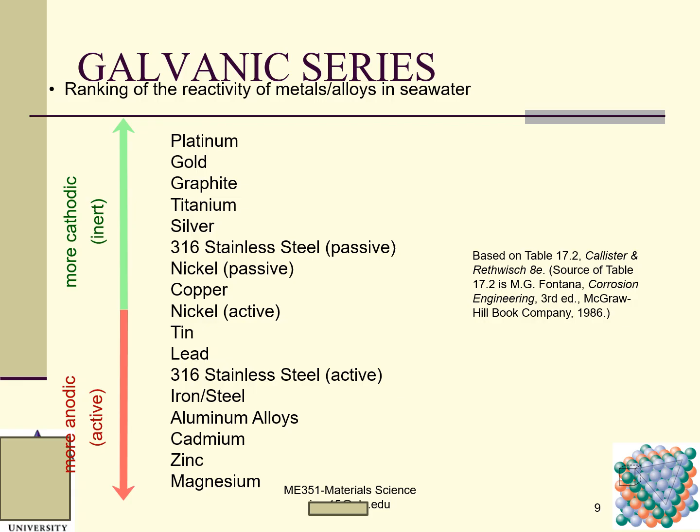If this one is more anodic, it is more active. That means this one will corrode. And if this one is more cathodic, that means it is inert, and you will see the deposit on the surface. So this is pretty much the class for this corrosion and degradation.